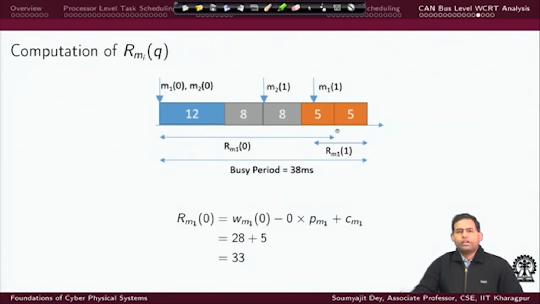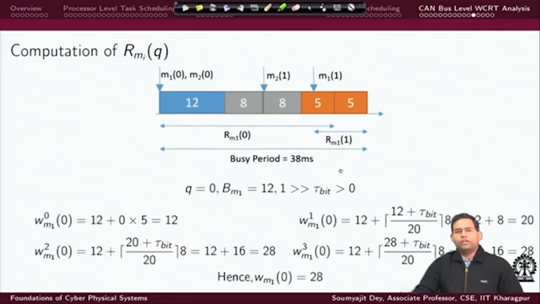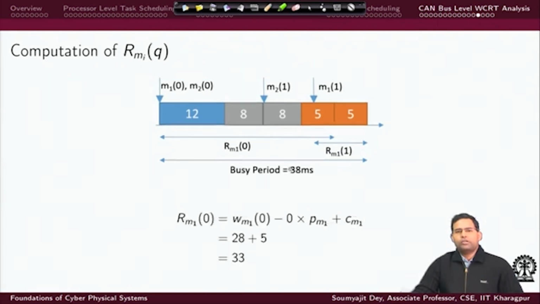So this interval is really 28 plus 5. And this is the wait time, right? Up to the time when this really starts the transmission, and before that actually you see you had 2 iterations of this equation, right? That's really happening because twice you have to factor in the interference due to this message instance of M2.